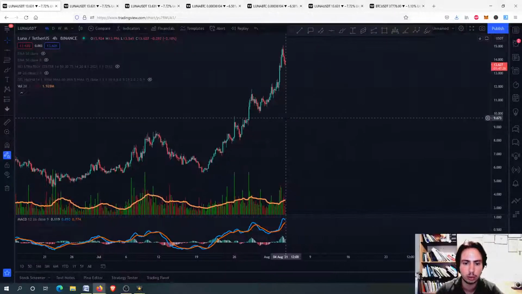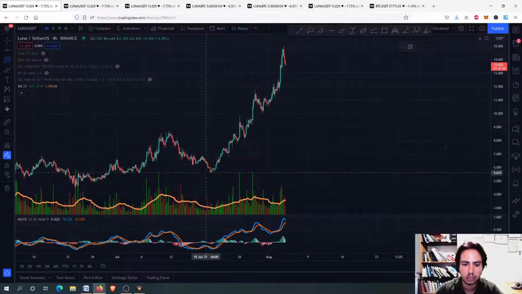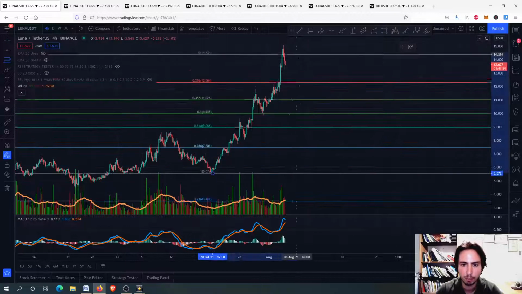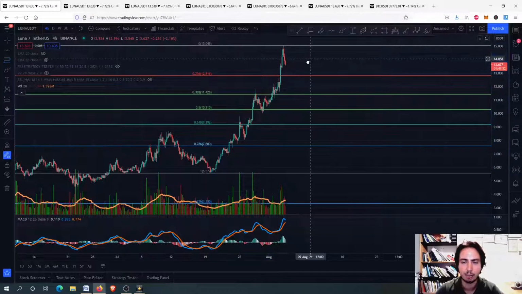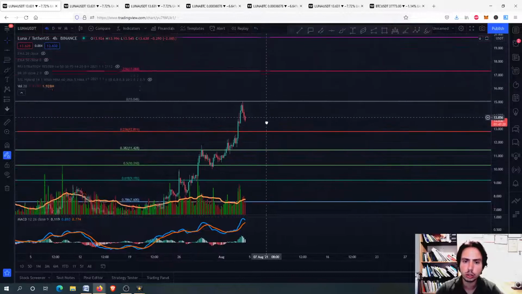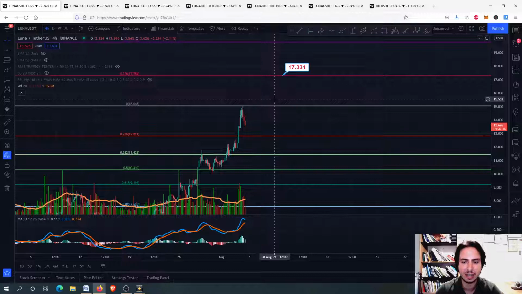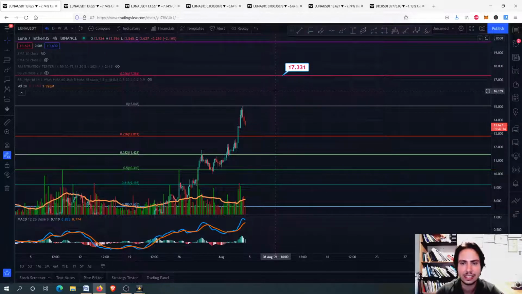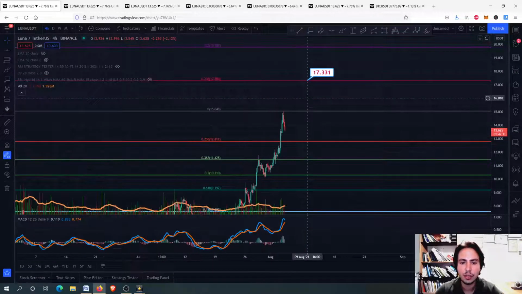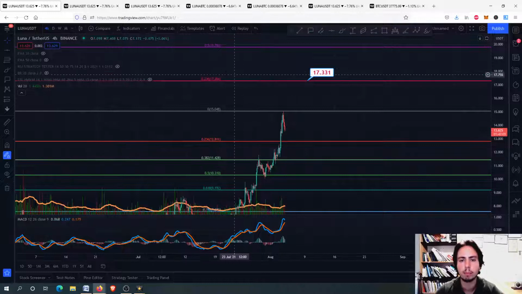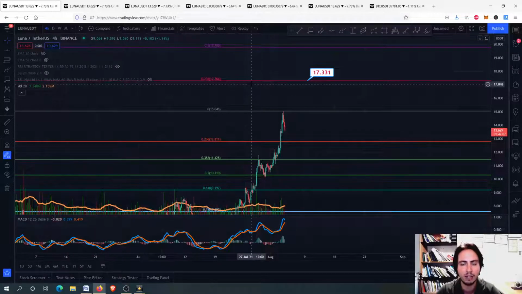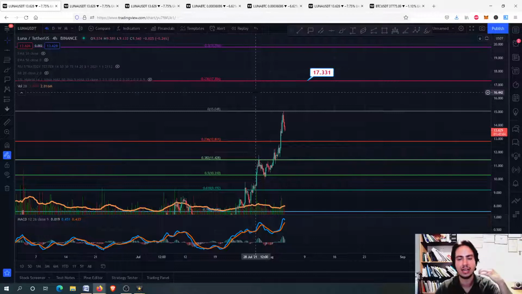First of all, I will just draw my Fibonacci retracement from the bottom to the top to find some support levels, but also to find the next resistance level, the next target, which is around the 17. You can see it is around the 17.3 Tether USD. It is the minus 0.236 Fibonacci retracement level. If you haven't added this number, add it now. It is very nice and unique.